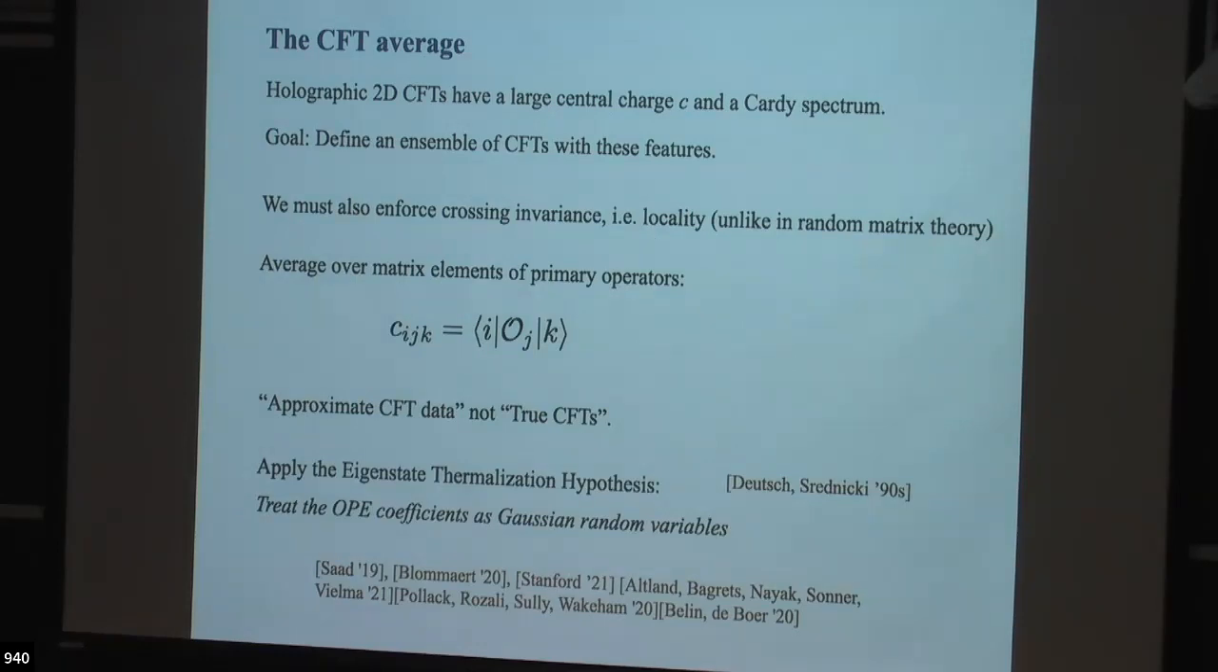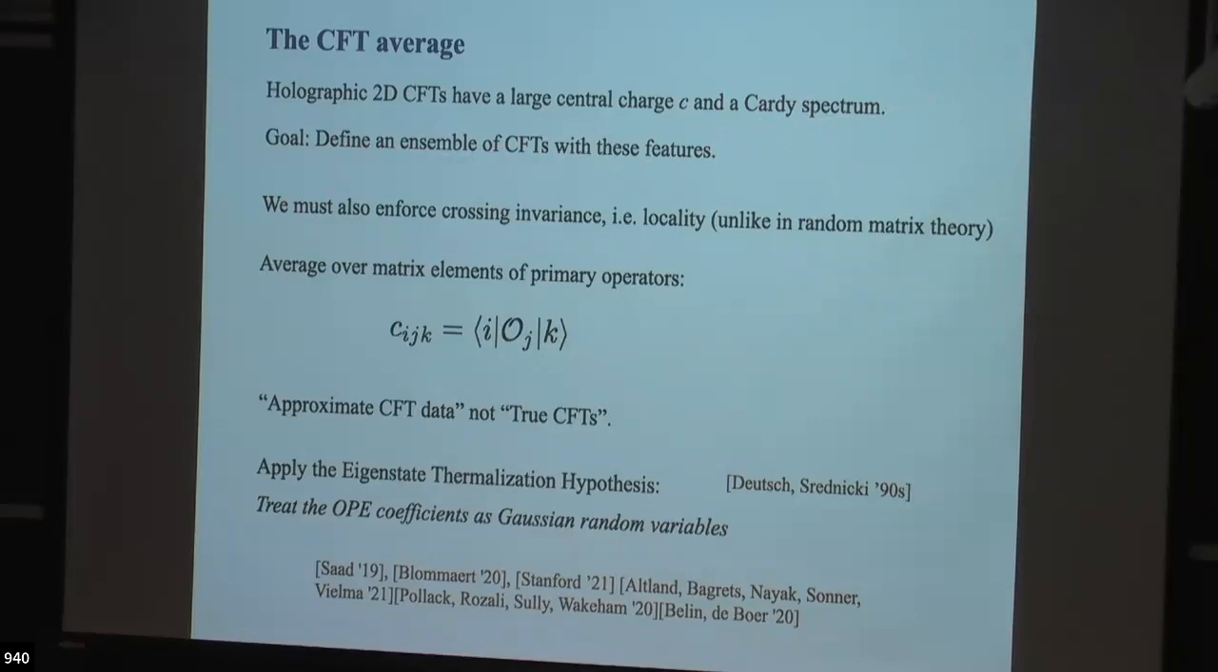So how do we do this? How do we average over CFTs? First explain how we average over CFTs, and then how that matches to these wormhole solutions in 3D gravity. So there are a few things. We don't want to average over all possible CFTs. That's not what we're looking for. We're just looking to average over CFTs that are plausibly holographic, or that look reasonably like 3D gravity. So holographic CFTs in two dimensions have a large central charge, that's like large N, and Cardy spectrum. The Cardy formula reproduces the entropy of the three-dimensional black hole. So we already know roughly what the spectrum is. And our goal then is to define an ensemble of CFTs with these features.